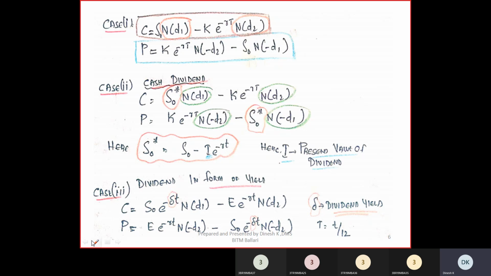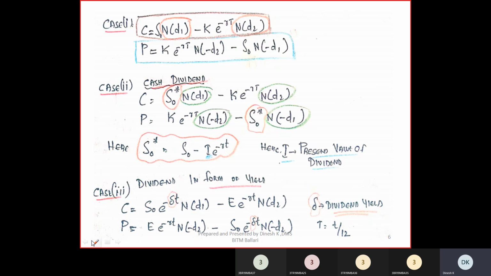Now I have highlighted N(D1) and N(D2) here. The reason is that this is where we need to apply the formula and calculate the values of N(D1) and N(D2). The rest is given in the question: S naught, the exercise price, the risk-free rate, and the time to expiry of the contract. All other data is given in the question. The only thing is we need to apply a mathematical model, the Black-Scholes model, and find the values of N(D1) and N(D2).